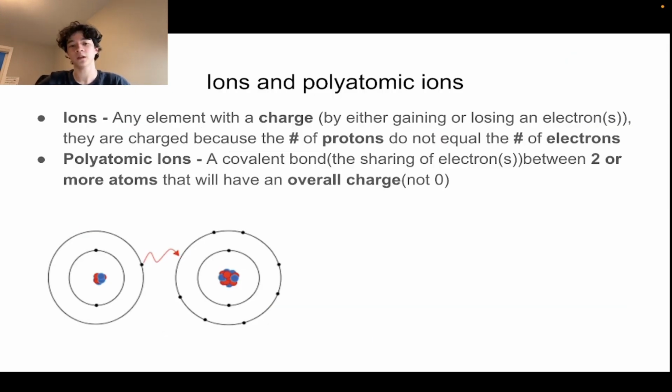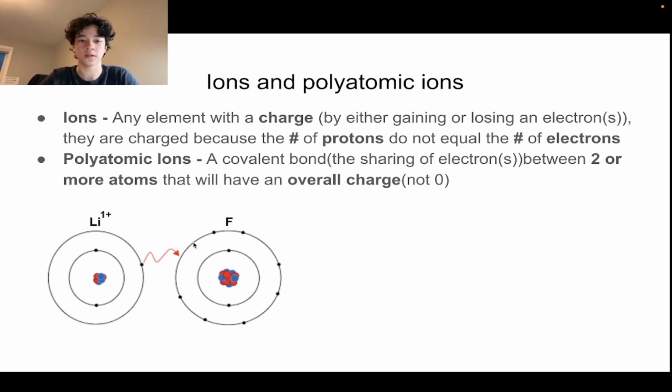So our first lesson is ions and polyatomic ions. An ion is any element with a charge, and this is either by gaining or losing electrons. Our charge exists because the number of protons does not equal the number of electrons. As you can see down here, we have lithium, and beside it, we have fluorine. Now lithium has a charge of +1 because it's giving up its electron, and that means that the number of protons does not equal the number of electrons.